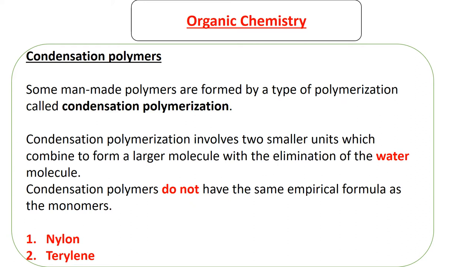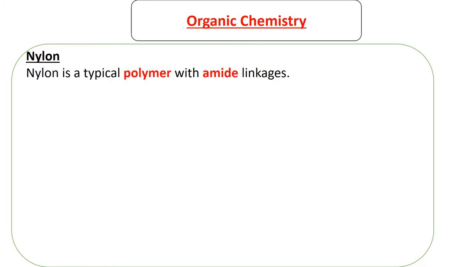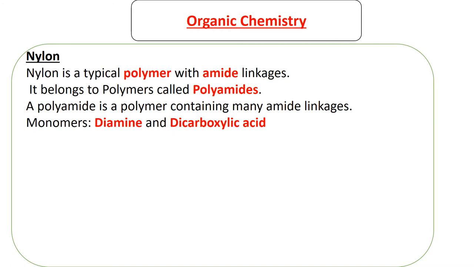From now, we're going to see what makes up nylon: the monomers of nylon, the linkages in nylon, the uses of nylon. Then we'll move also to terylene. So start with nylon. Nylon is a typical polymer with amide linkages. The amide linkage is a connection that is formed between two monomers of nylon. It belongs to a group of polymers called polyamides. So polyamides are simply polymers containing many amide linkages.